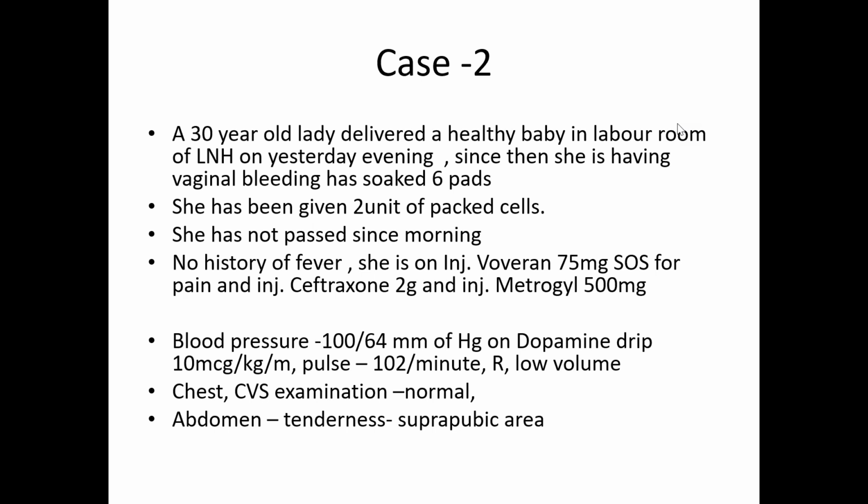So on clinical examination, the patient's blood pressure was noted to be 100/64. Pulse is 102 beats per minute, and she's on a dopamine drip to maintain this blood pressure. Her chest and cardiovascular system are normal, but on abdominal examination, there is tenderness in the suprapubic area. These were the findings in this patient.